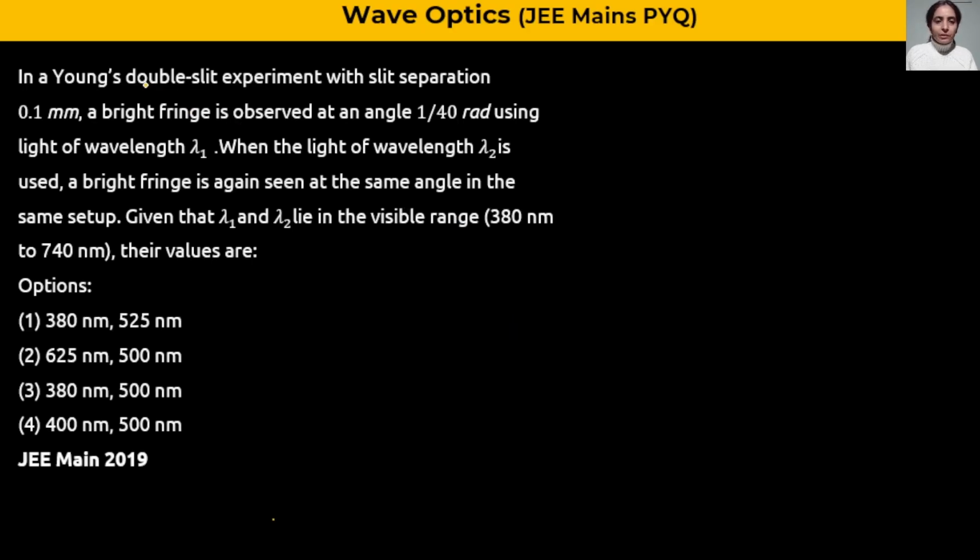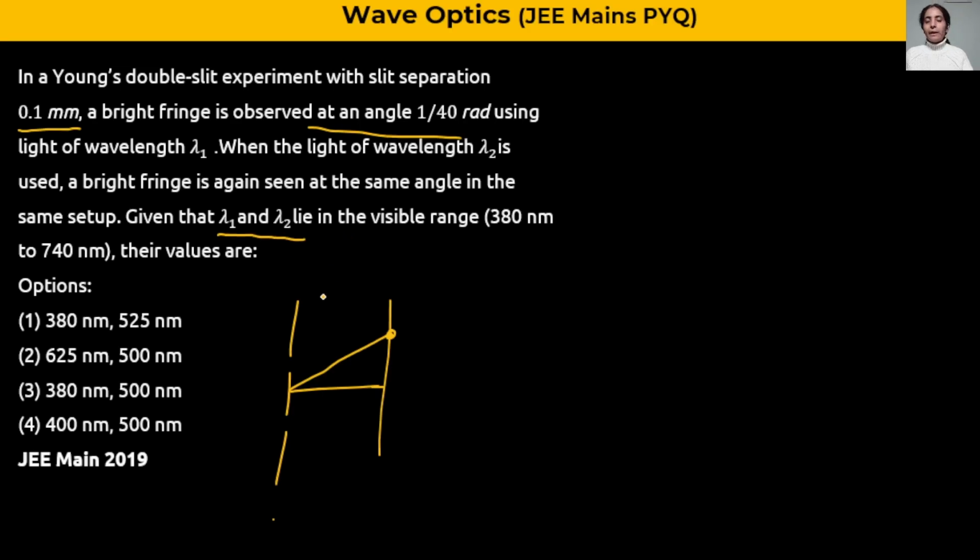Now let us focus on this question. In Young's double slit experiment with slit separation 0.1 millimeter, a bright fringe is observed at an angle theta using light of wavelength lambda 1. So this is the arrangement, and at a certain angle we are observing a bright fringe when we are using light of wavelength lambda 1. When light of wavelength lambda 2 is used, a bright fringe is again seen at the same angle in the same setup. Given that lambda 1 and lambda 2 are in the visible range, we have to approximate their values.